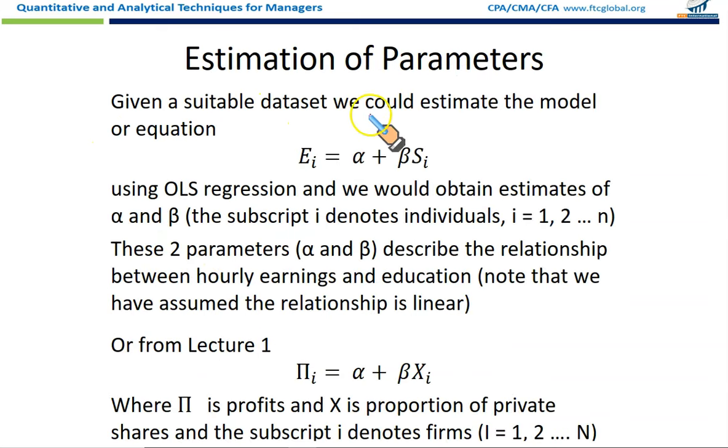So given a suitable data set, we could estimate the model or equation. This is the equation. Here, this part tells us about the earnings of each person. This I shows each individual. For the first individual, I would be replaced with 1, with years of education for person 1. Earnings for person 2, with his years of education, is 2, right? So this represents the earnings of each person. The S part is the years of education for each person we've discussed in detail. And this alpha and beta, these are what we are trying to find out using the data we have.